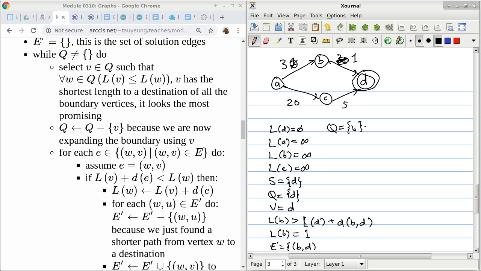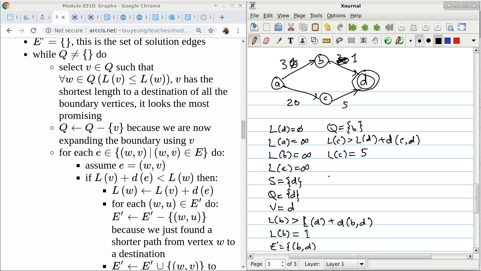Now we go for the second iteration of the for each loop, because after all, there are two edges going into vertex D. So now we look at the second edge, CD. So now we evaluate L of C, which is infinity. It is greater than L of D plus d of CD, because infinity is greater than any actual value. And as a result, we get into the conditional statement. The first thing we do is we update L of C to be 0 plus the distance from C to D, which is 5. So it's now updated to 5.